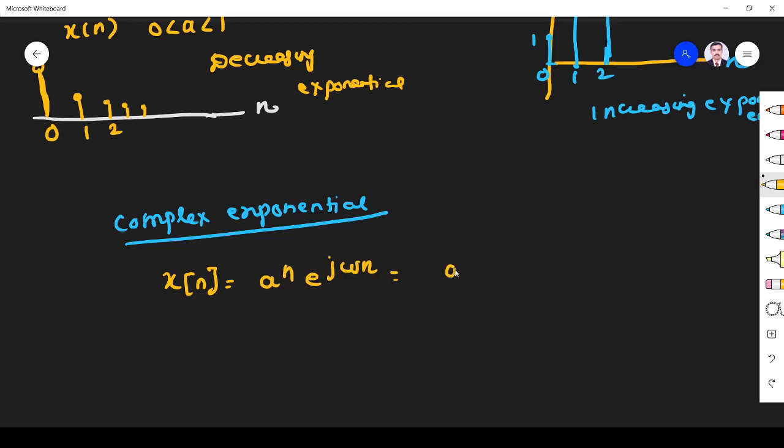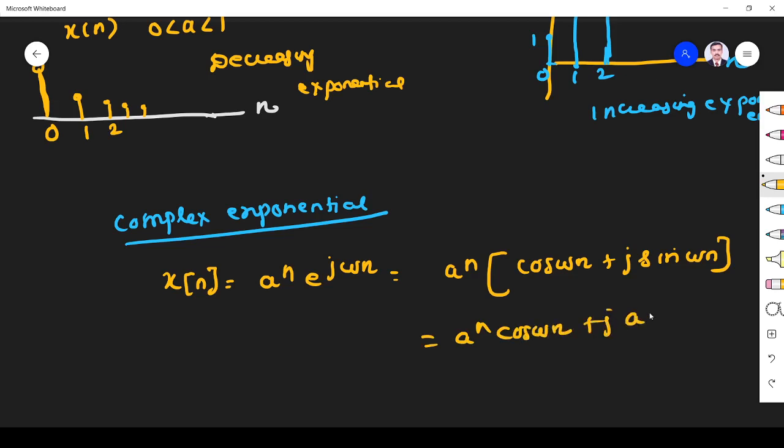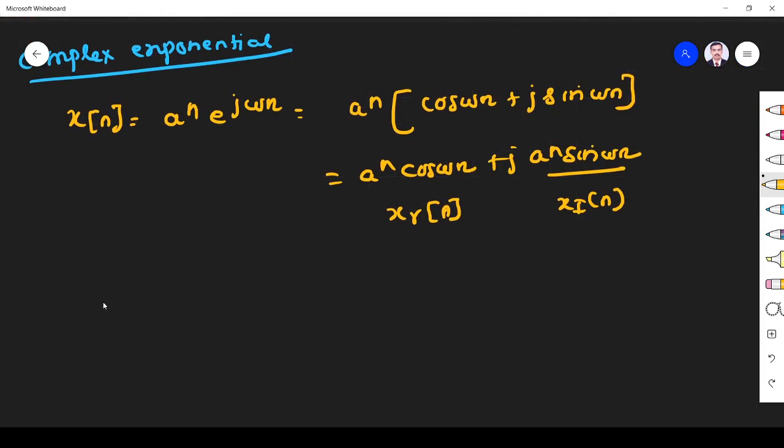That you can write as a^n times e^(j omega n), which I can write as cos omega n plus j sin omega n. Fine. So this you can write as a^n cos omega n plus j a^n sin omega n. This is the real part of x of n, and this is the imaginary part of x of n. Yes or no? Yes.